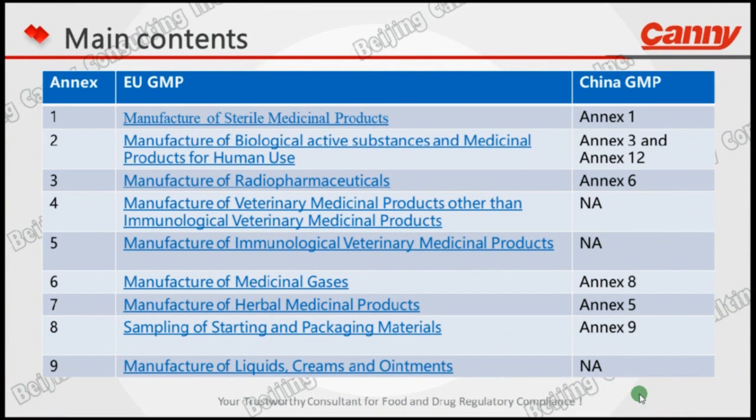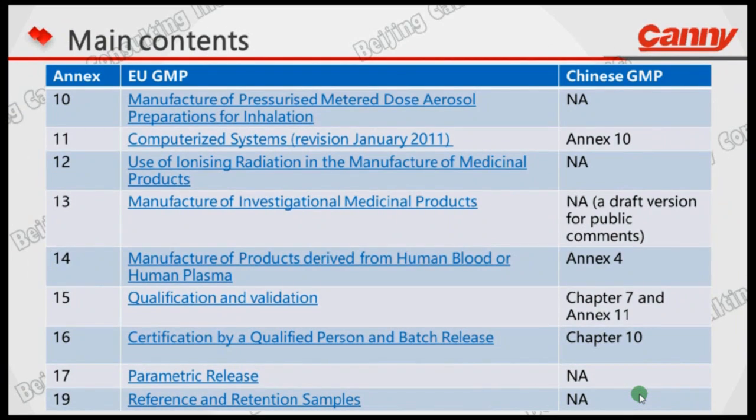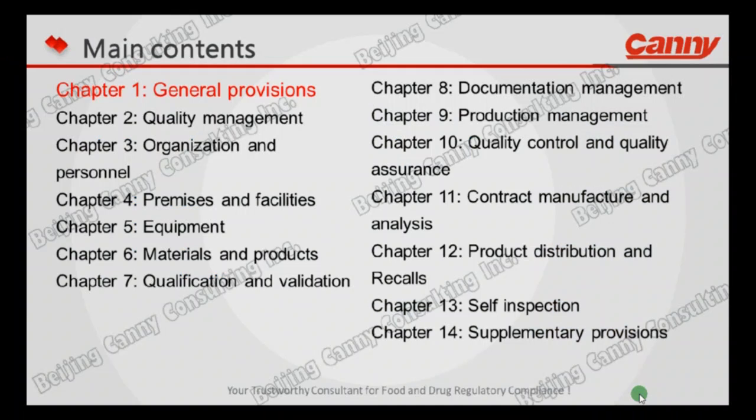And for the GMP annexes, Chinese GMP has 12 annexes right now, covering all products involved in China. And the EU GMP has 18 annexes. Okay. From now, I will give you a brief introduction about the main contents of Chinese GMP. During this, I will compare it with EU GMP if there is some difference.